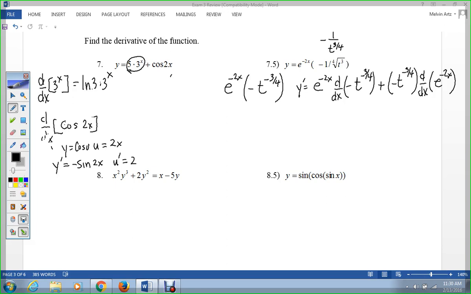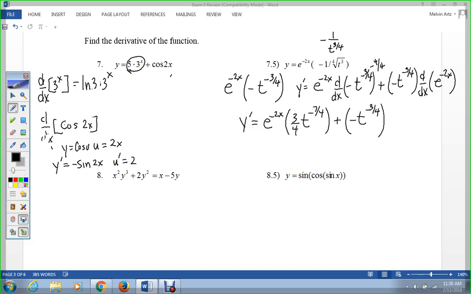So the derivative of negative t to the negative 3/4, let me bring that down over here. We would have e to the negative 2x, the derivative. Now I'm going to bring the negative 3/4 down in front, so it becomes a positive 3/4 t, and now we're going to just subtract 1, but I'm going to get a common denominator of 4/4. So it would be t to the negative 7/4 plus negative t to the negative 3/4.